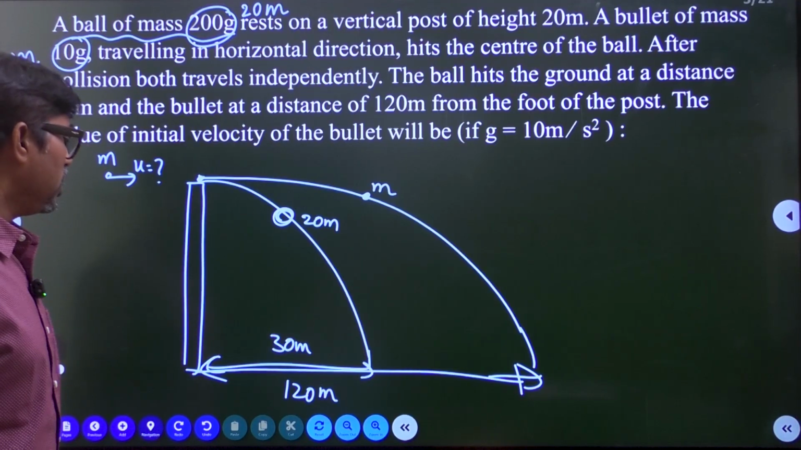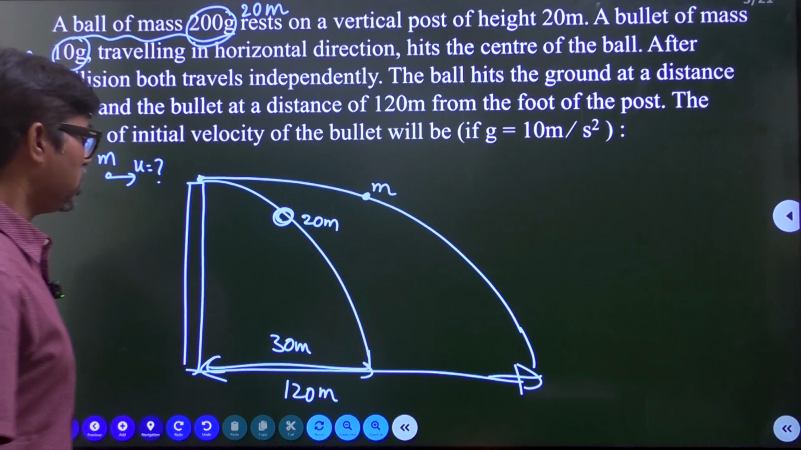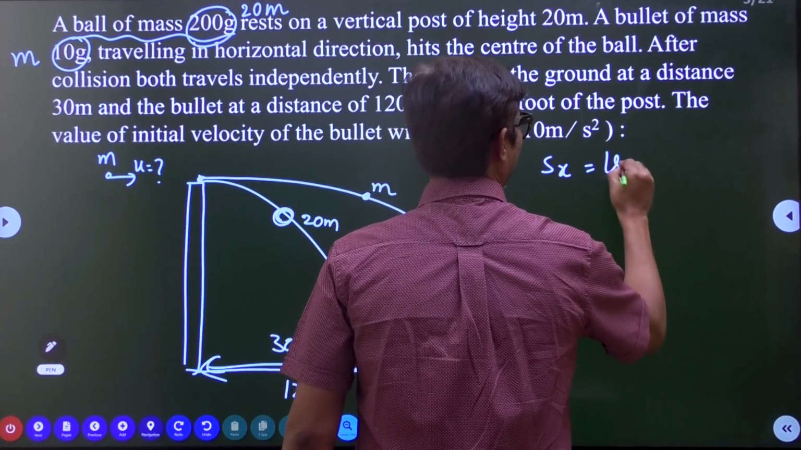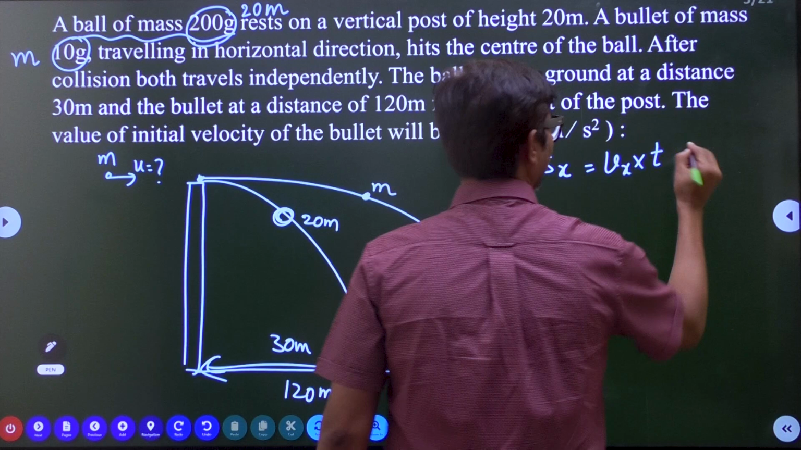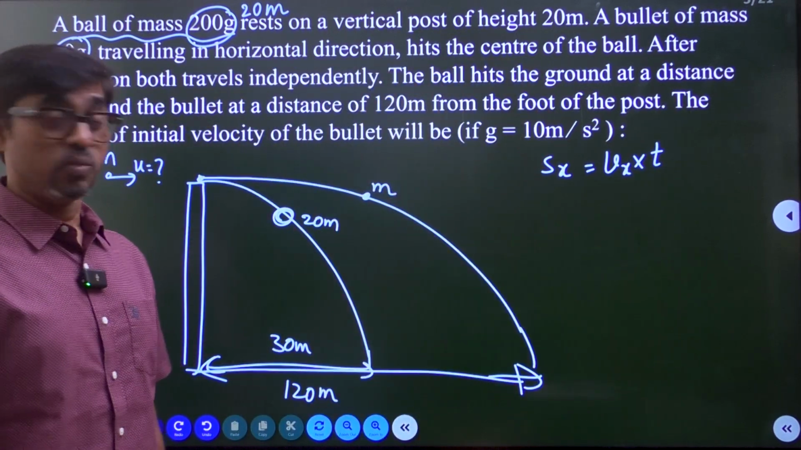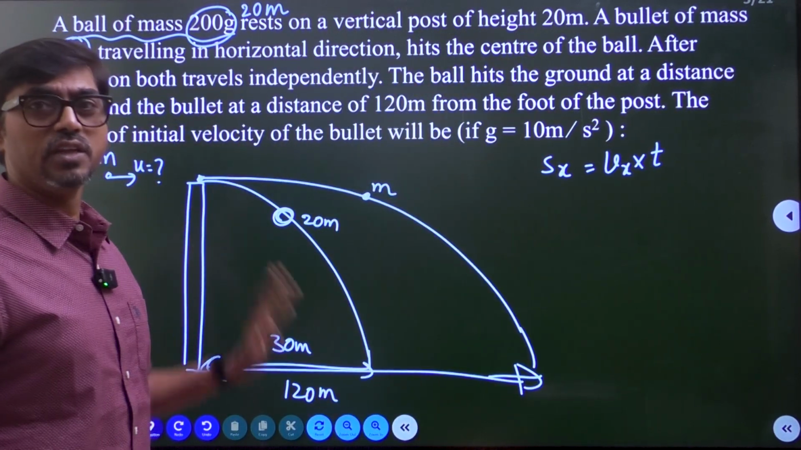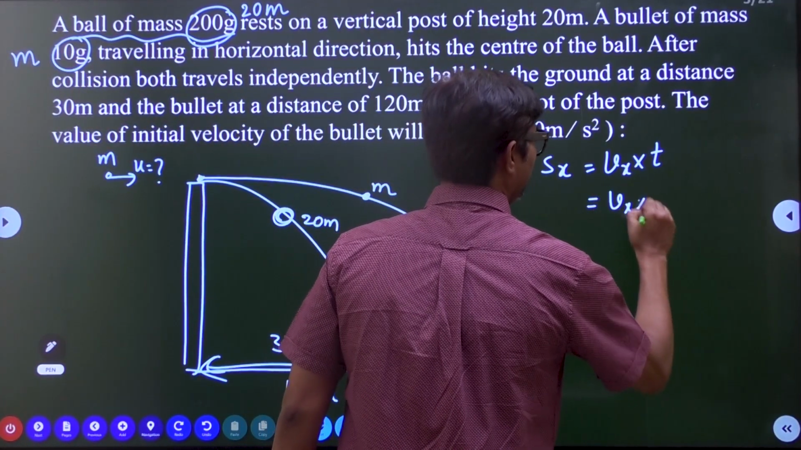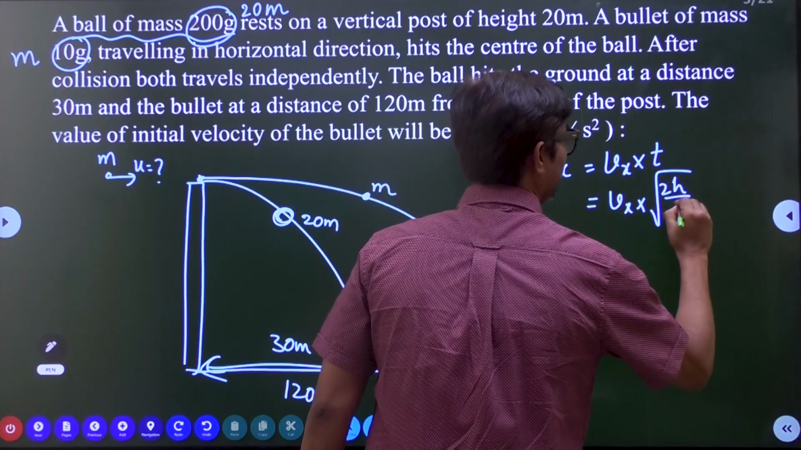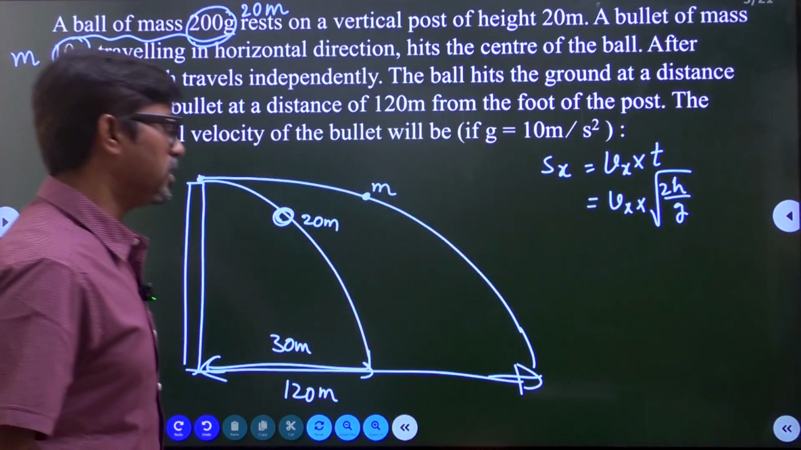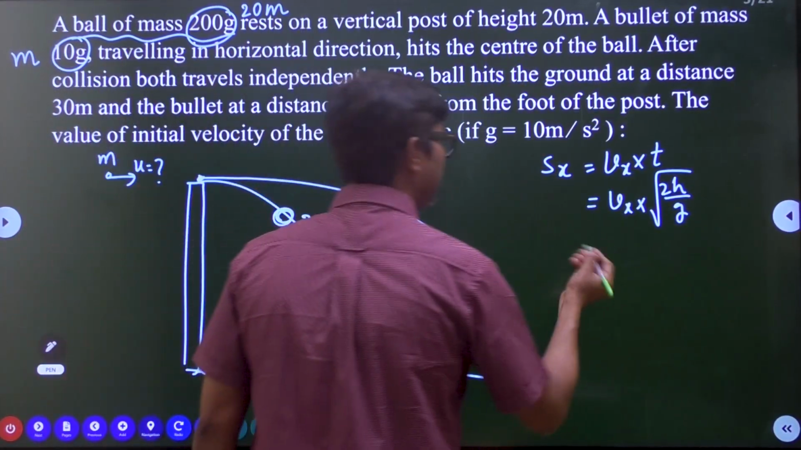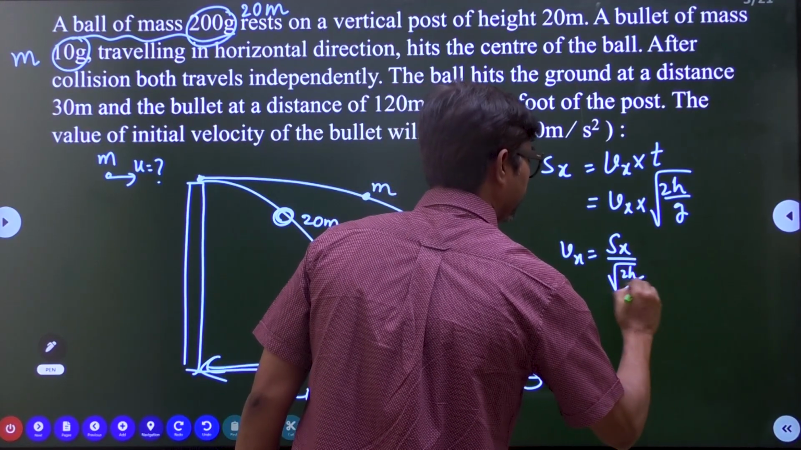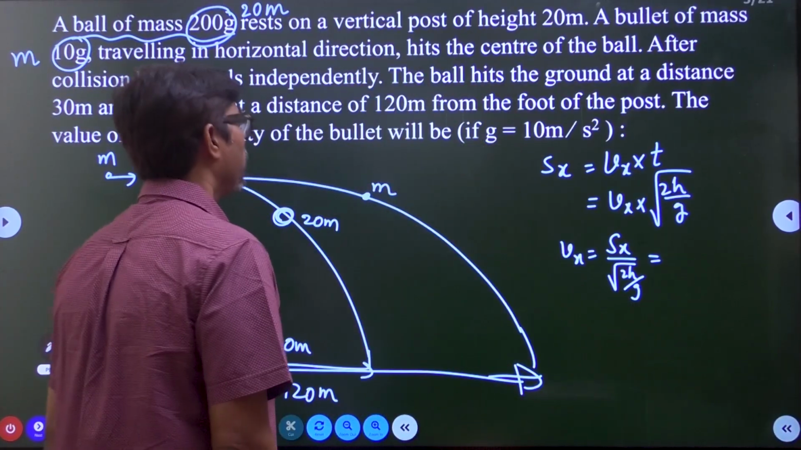So if it is covering 30 meters and 120 meters in the horizontal direction, what is the horizontal displacement? That would be only horizontal velocity times time of flight. And time of flight will depend only on vertical motion. Vertically, they don't have any initial velocity. They fall just because of gravity. So this is going to be Vx times root(2h/g), that is the displacement. From there, I can calculate Vx will be equal to displacement divided by root(2h/g). All right. Now suppose I use that.